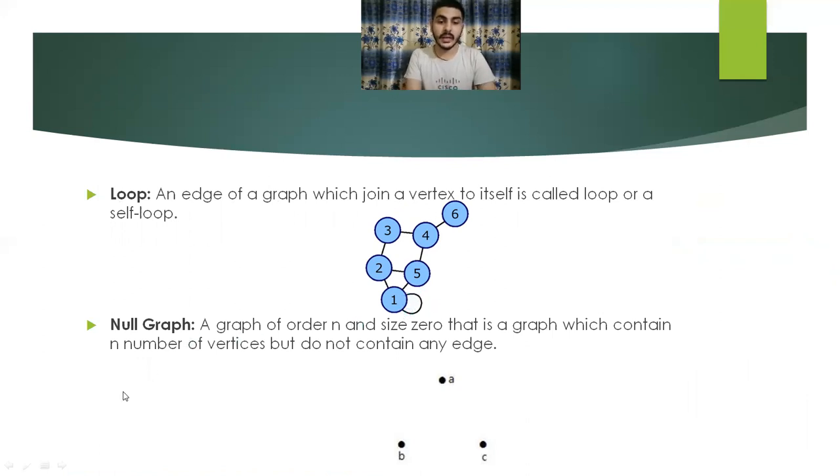Null graph. A graph of order n and size 0, that is, a graph which contains n number of vertices but does not contain any edge. So we have three vertices here, A, B and C, but we do not have any edge connecting the vertices.